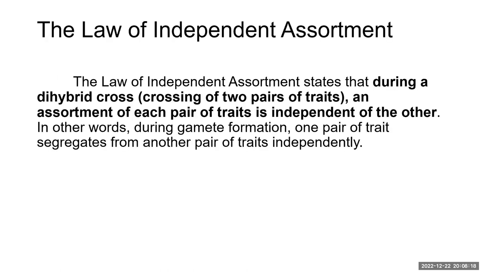Next, the third one is the law of independent assortment. Each and every contrasting gene will have its own identity during gamete formation. Whenever we talk about more than one character, each trait has its own independent existence. If we talk about the color of the flower, it has its own existence. If we talk about the height of the flower, it has its own existence.